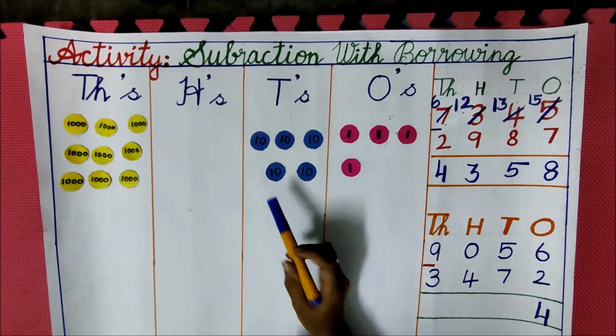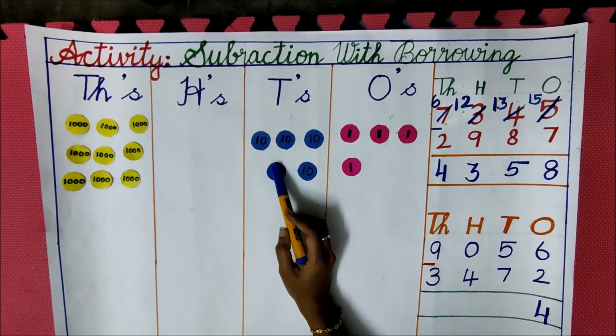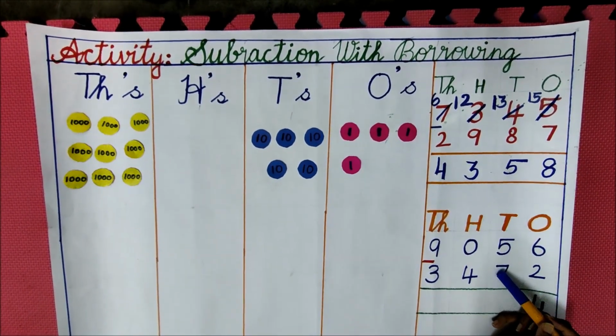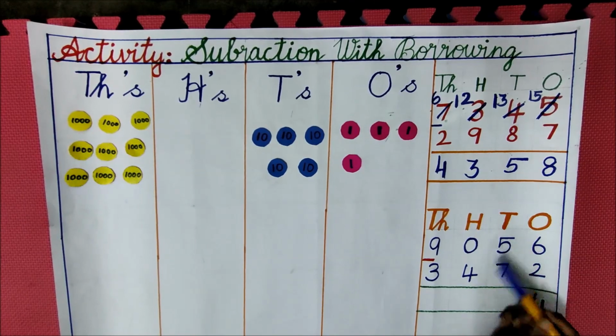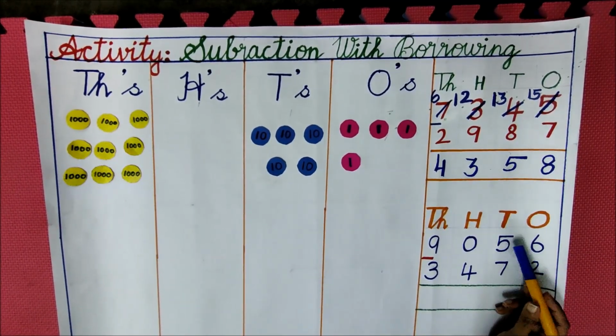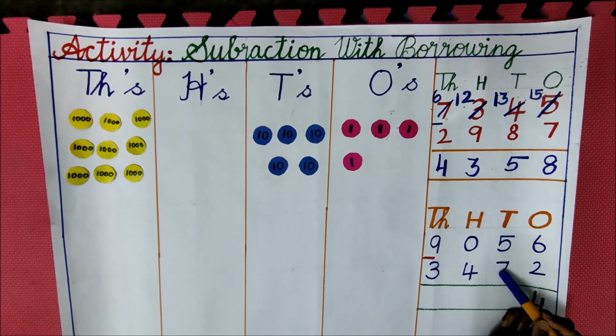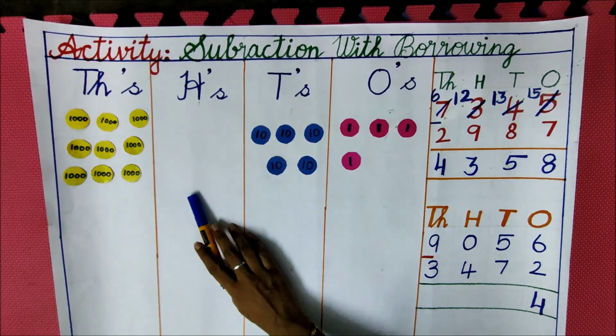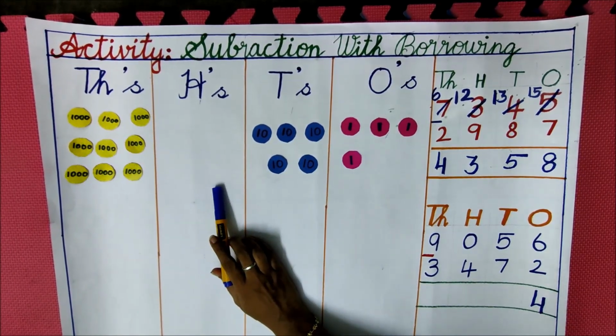So how much is there? 1, 2, 3, 4, 5. Okay, so 5 minus 7. Okay, we are going to subtract 7 from 5. Is it possible to subtract directly? No children, because 5 is a small number when compared to 7. So what you have to do? You have to borrow from the next place, the hundreds place.